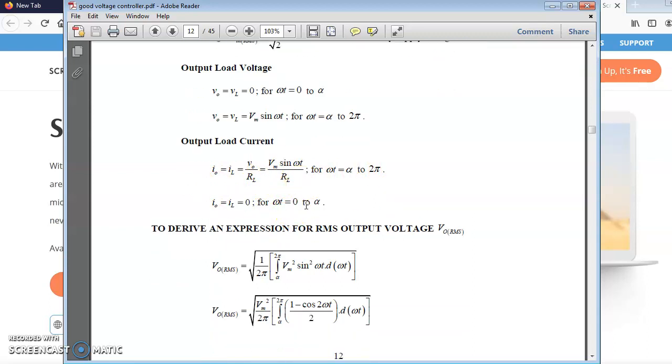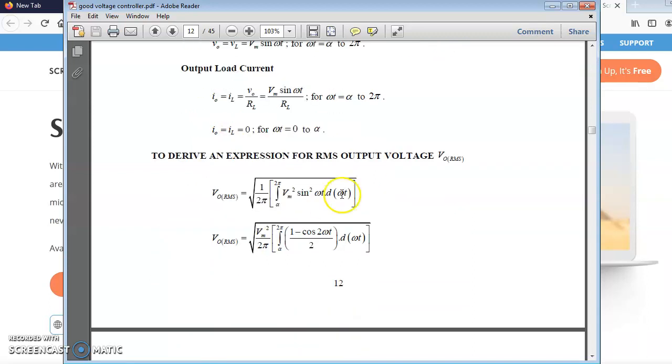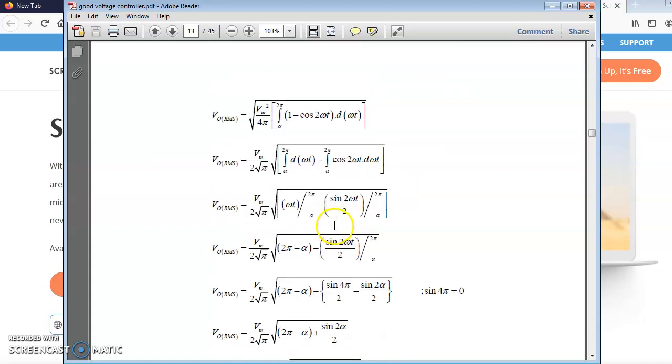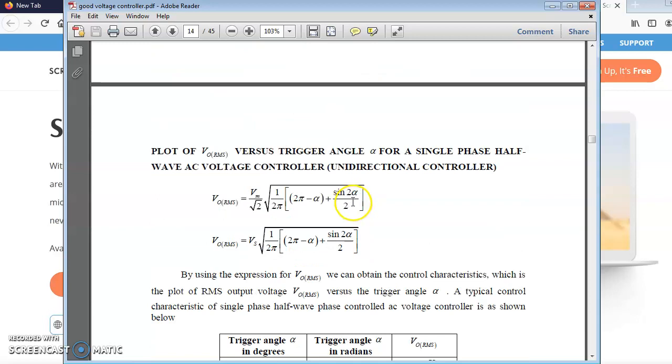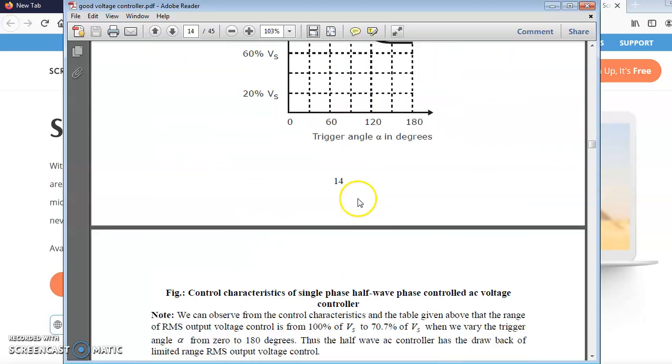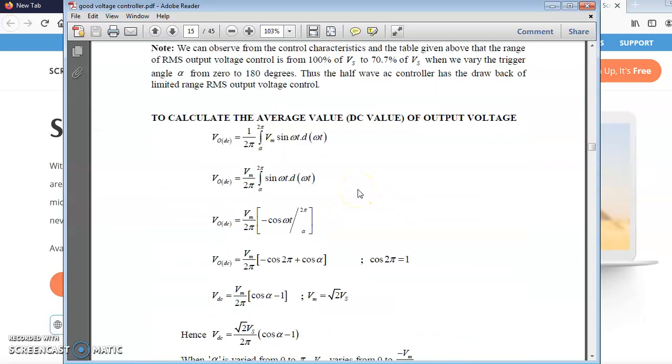To find the expression of RMS output voltage, the procedure is the same. We have to put the limit, square the voltage, take the under root. But you have to solve it. This you have to do. Then this part is not of your syllabus.